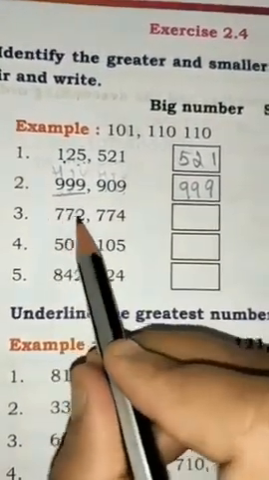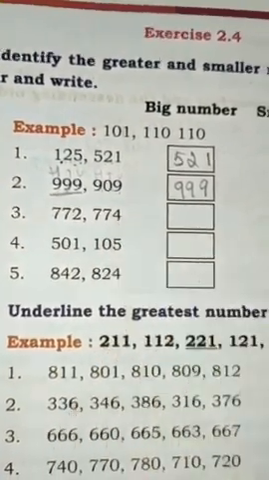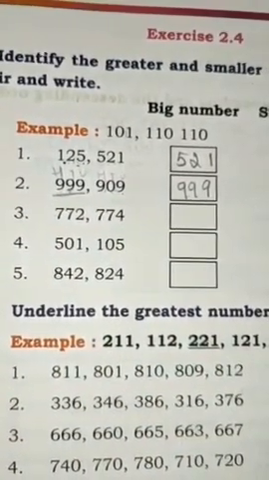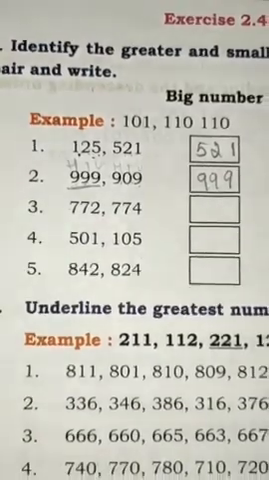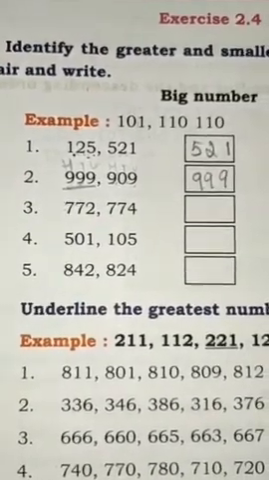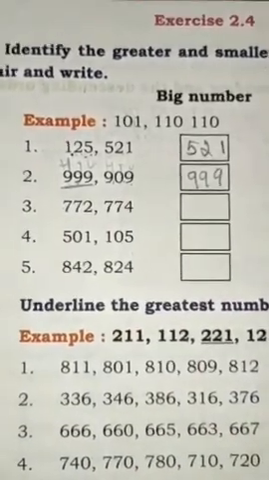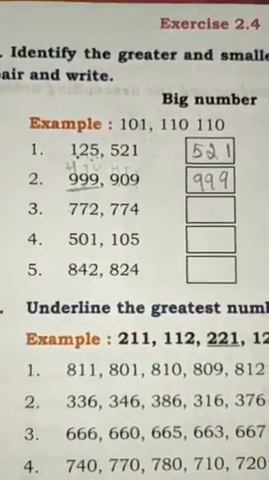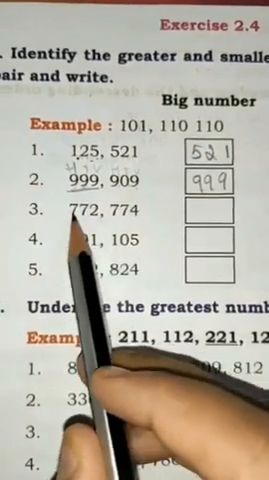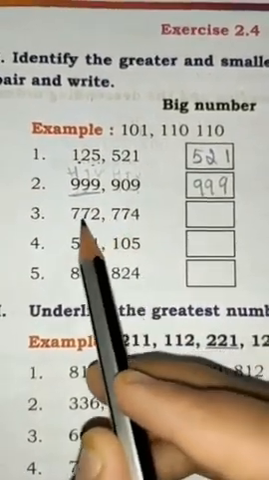Next, 772 and 774. Now you tell me which is the big number here. You only have to tell me which is the big number. First you have to compare the numbers in the 100 place. Now you compare the digits in the 100 place. 7, 7, they both are the same. So leave it.